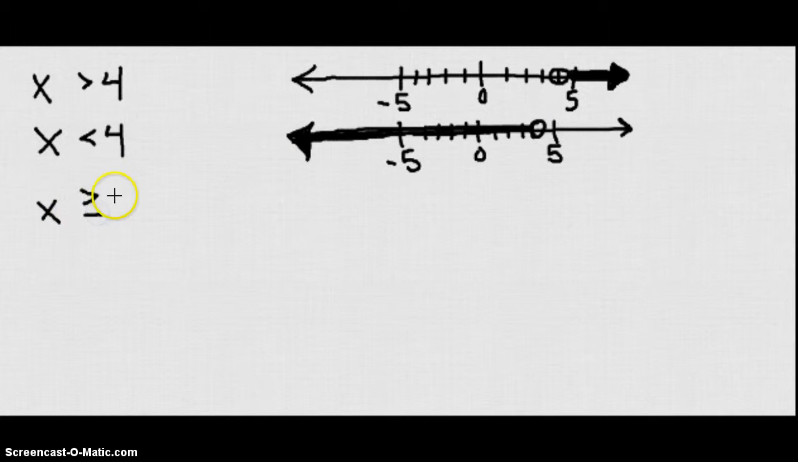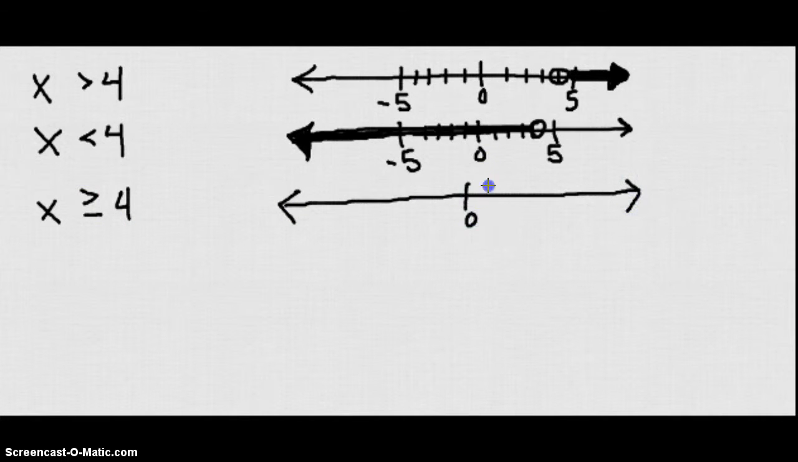Let's say we have x is greater than or equal to 4. So we have 0, 5, and negative 5. This time it includes 4 because x could be equal to 4. So we're going to close in that circle. We're still going to shade to the right because x is greater than that 4 or equal to it. So it includes everything, 4 and up.